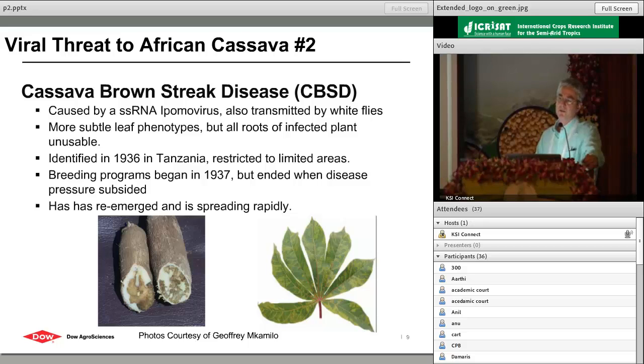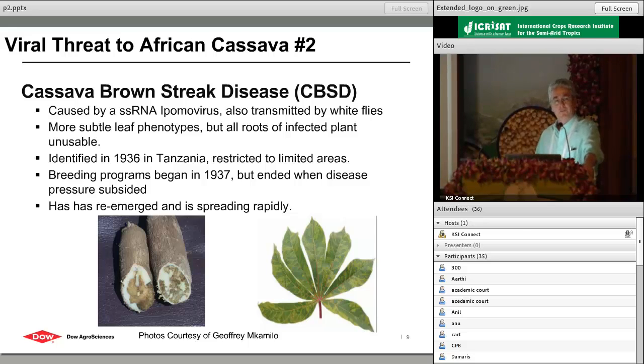Key to what I'm going to tell you later on in the talk is that CBSD was first identified as a virus disease in Tanzania in the 1930s. And what happened was that in response to this, a breeding program in Tanzania, the Amani breeding program, started deliberately breeding for resistance by using wild relatives of cassava.